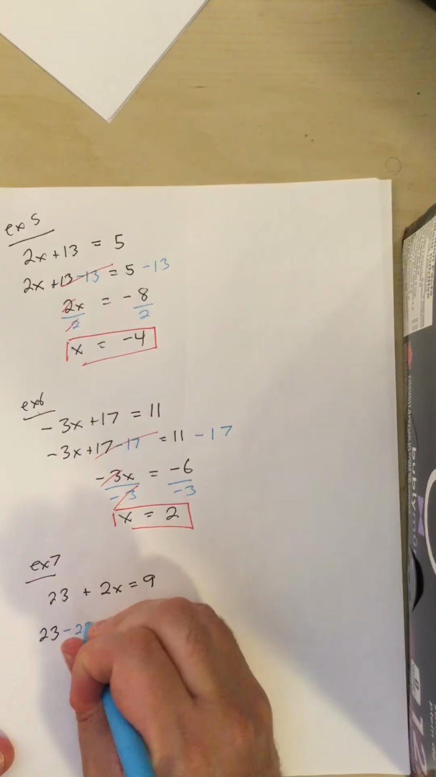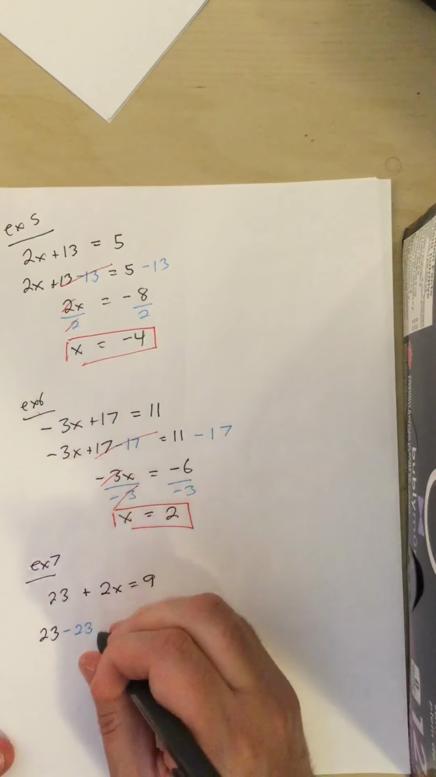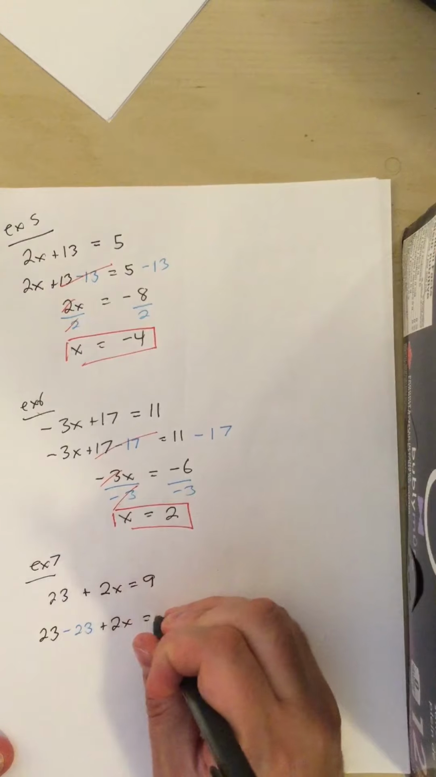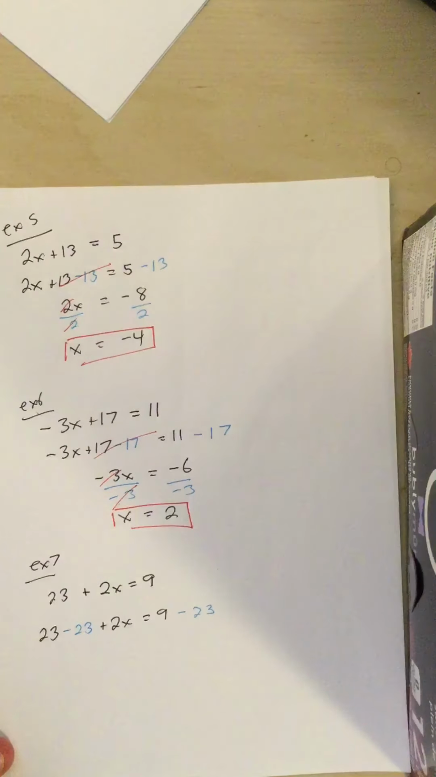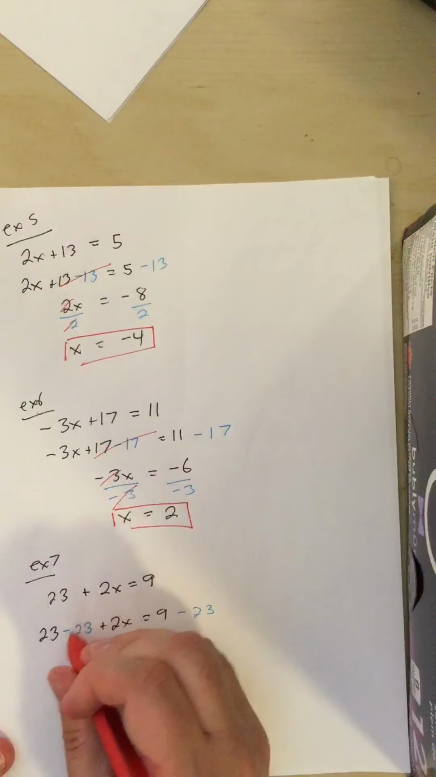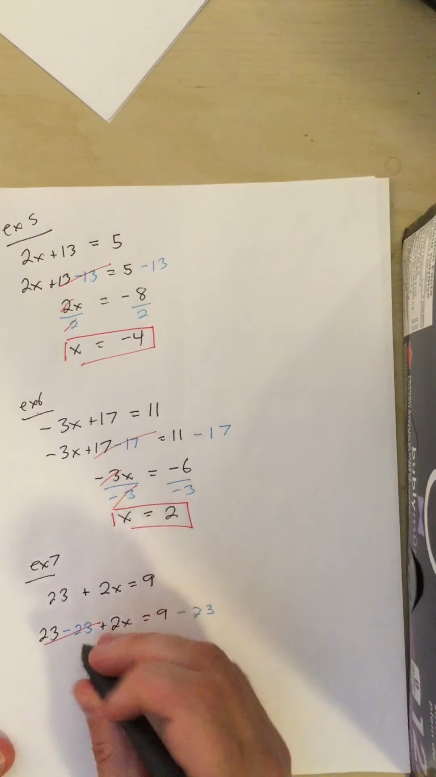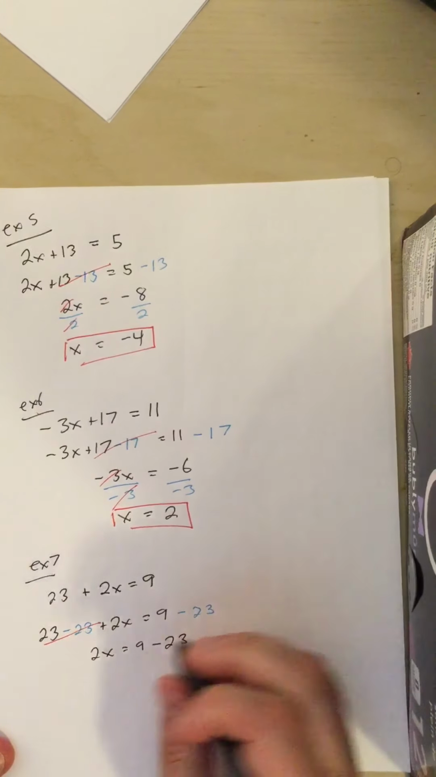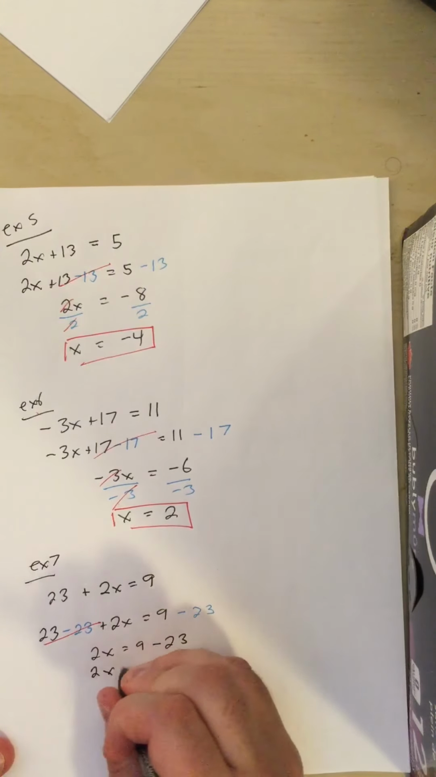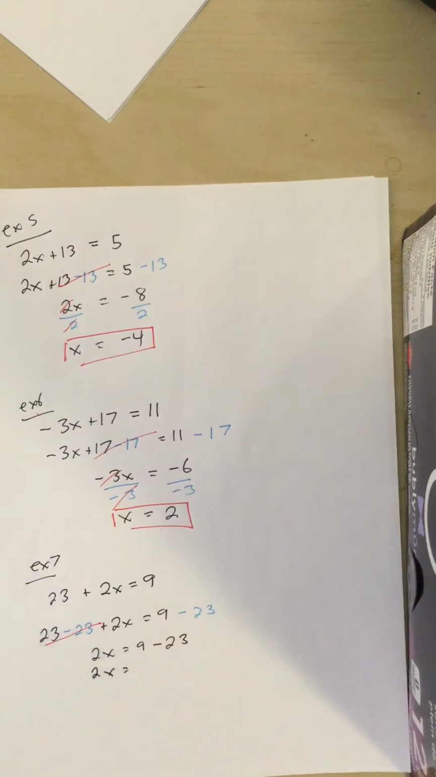So we can go 23 minus 23. They could actually be at the beginning, at the end. There's no restrictions. These go away. We end up with 2x equals 9 minus 23. So 2x is 9 minus 23.